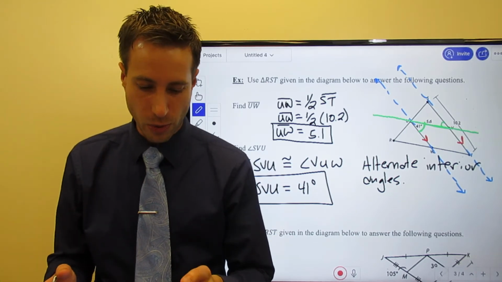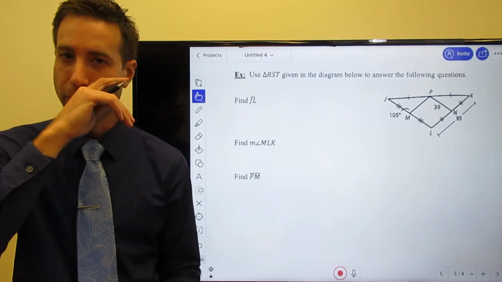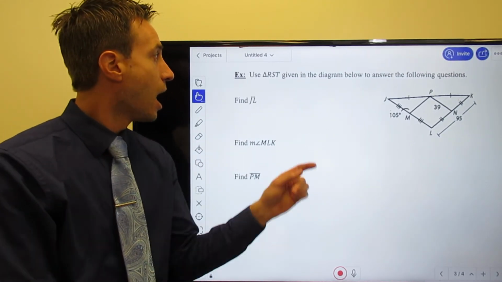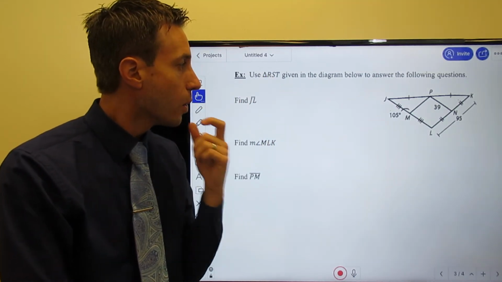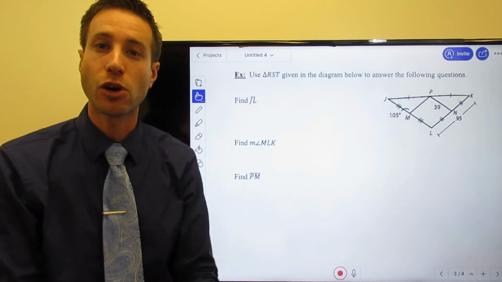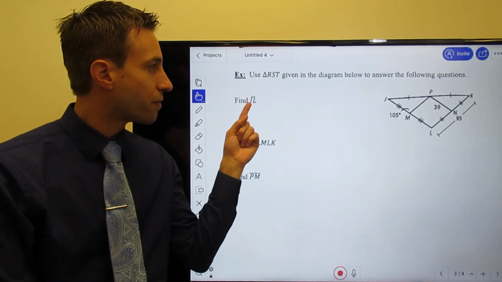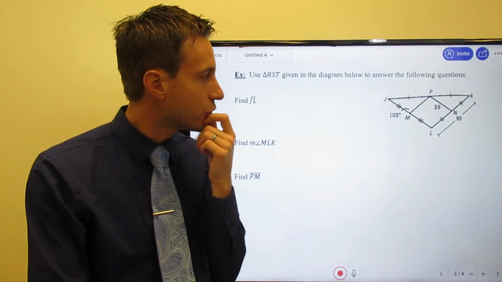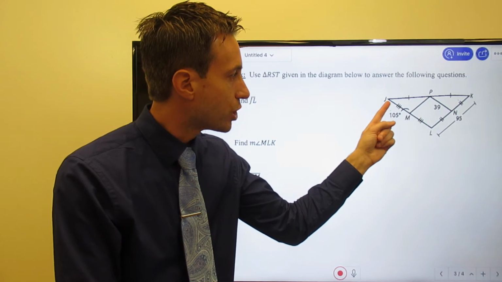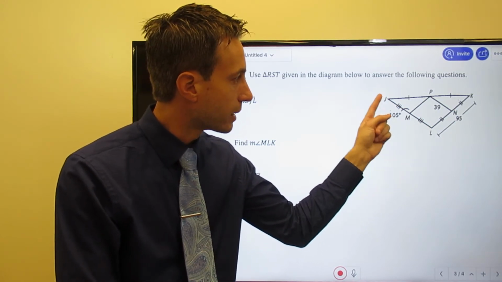We're actually going to see another one right now in this problem. So here we go. Let's do another one. I've given you triangle RST. In the diagram below, I've got a couple of mid-segments already drawn for you. Let's just jump right into this. I want you to find JL. Okay, where is J? Oh, there it is right there. So JL is that entire side of the triangle right there.